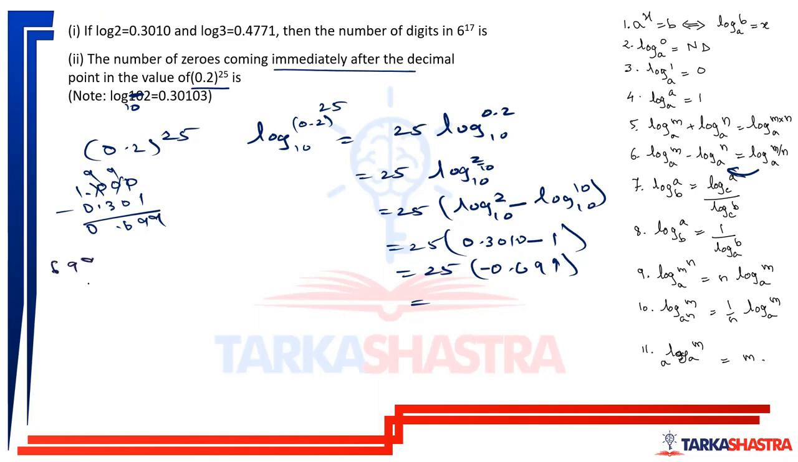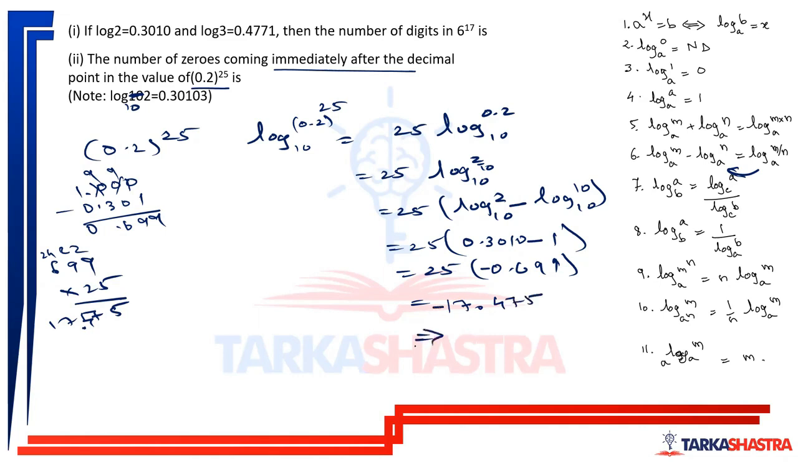So 699 into 25. 25 nines are 225, 22 carry. 25 nines are 225 plus 22 is 247. 24 carry. 25 sixes are 150 plus 24 is 174. We have to add 3 points. So that is 17.475, and that too negative.